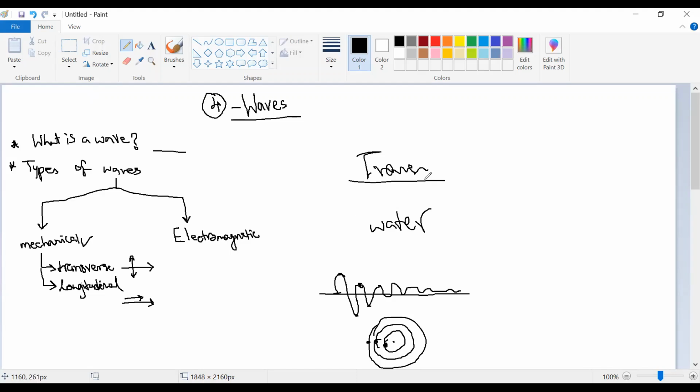Okay, Miss. I thought when you throw a pebble into the water, it bounces or something like that. Yeah, so what happens, Puta, is the wave is traveling, right? The energy is being transmitted and the particles are actually moving up and down. Okay, let me show that to you.